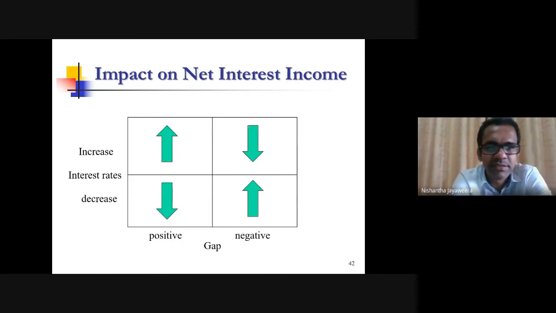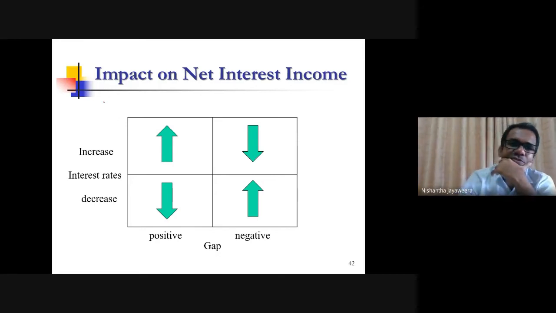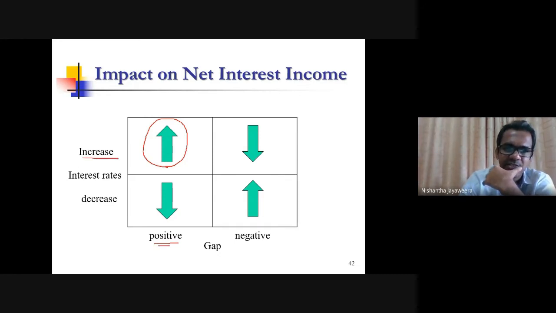So in summary, this is the relationship between gap position and the impact on net interest income depending on the interest rate movement. So what does this arrow reflect? When you have a positive gap and interest rate increases, your net interest income increases. When you have a positive gap but the interest rate decreases, then your net interest income will decrease.